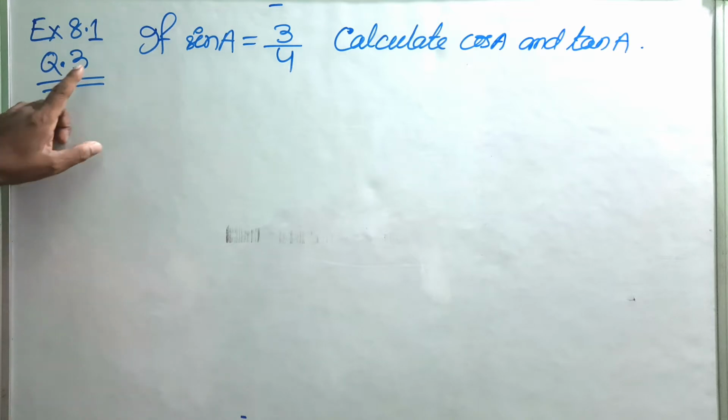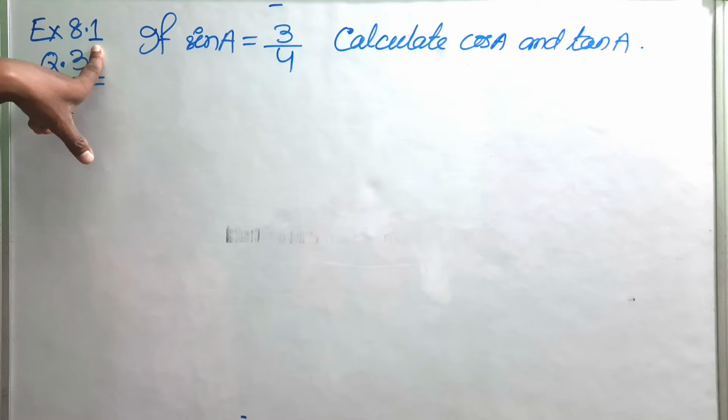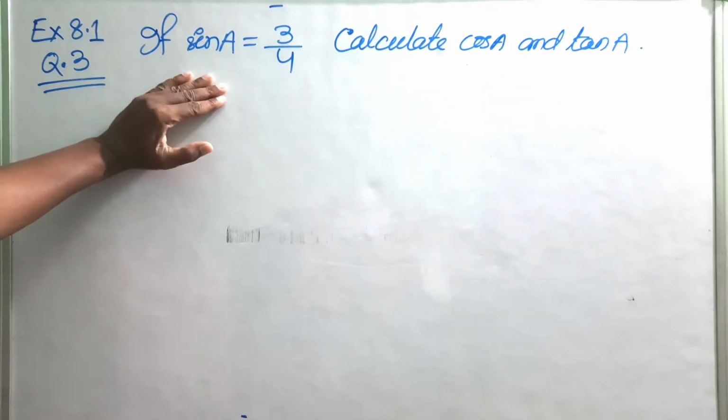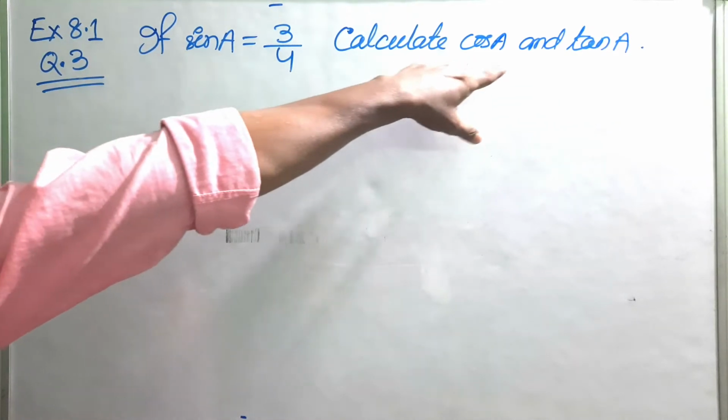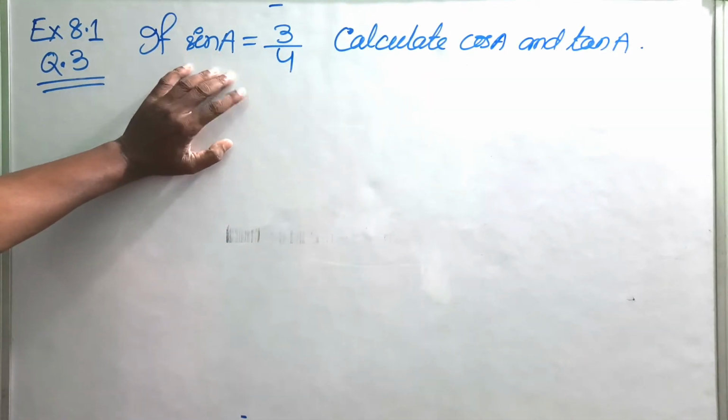Today we are going to solve question number 3 of exercise 8.1 from chapter 8 CBSE class 10 math. Now here the question is, if sin A is equal to 3 by 4, then calculate cos A and tan A. Now the question is how to solve this question.